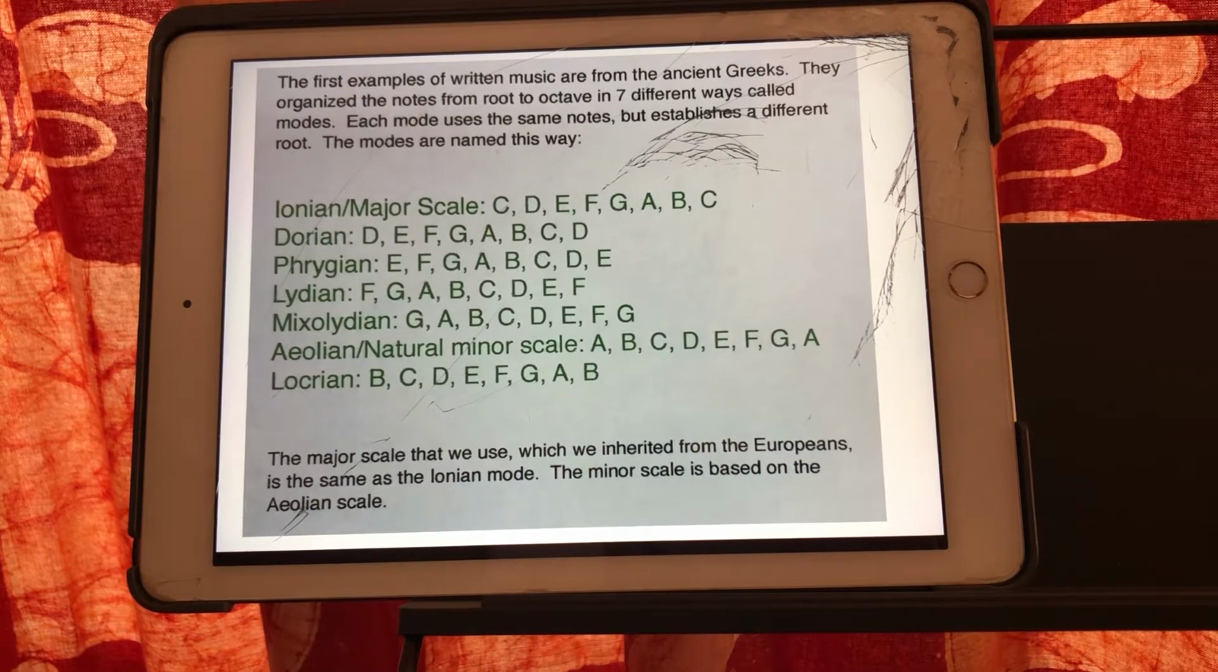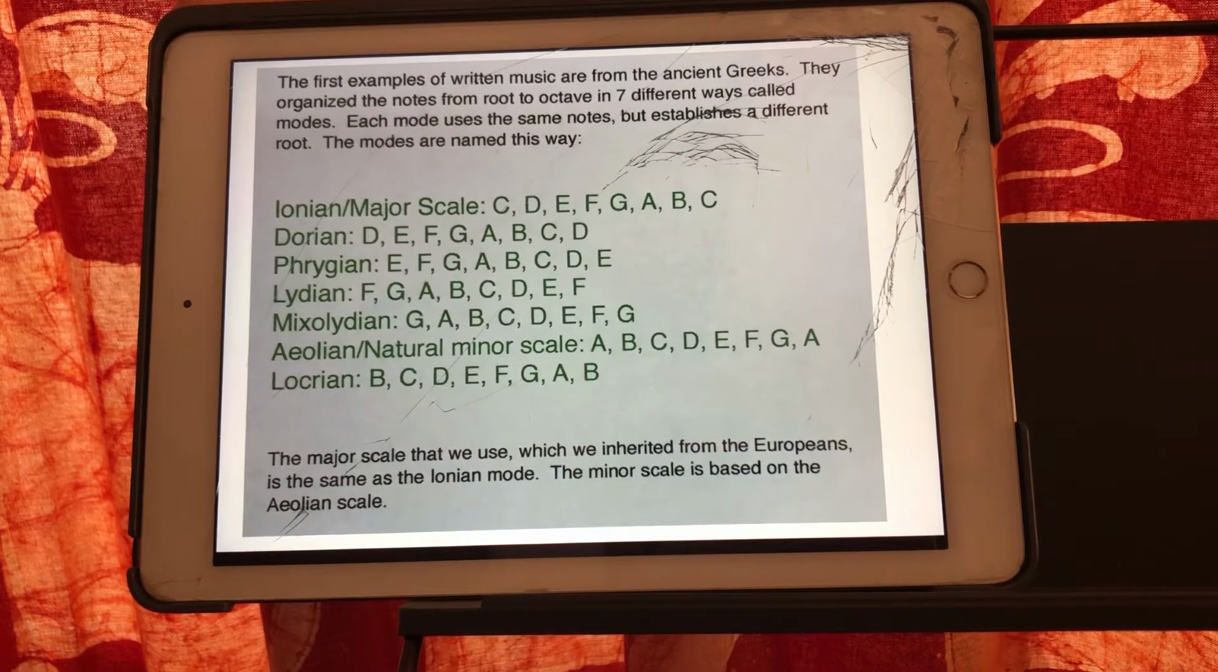For the Greeks, this was just the Ionian mode. It was the first mode. And they would use modes starting on each of the notes, following the same pattern. But when you start on a different note, it throws off where those half steps fall, so it gives each one a different sound.